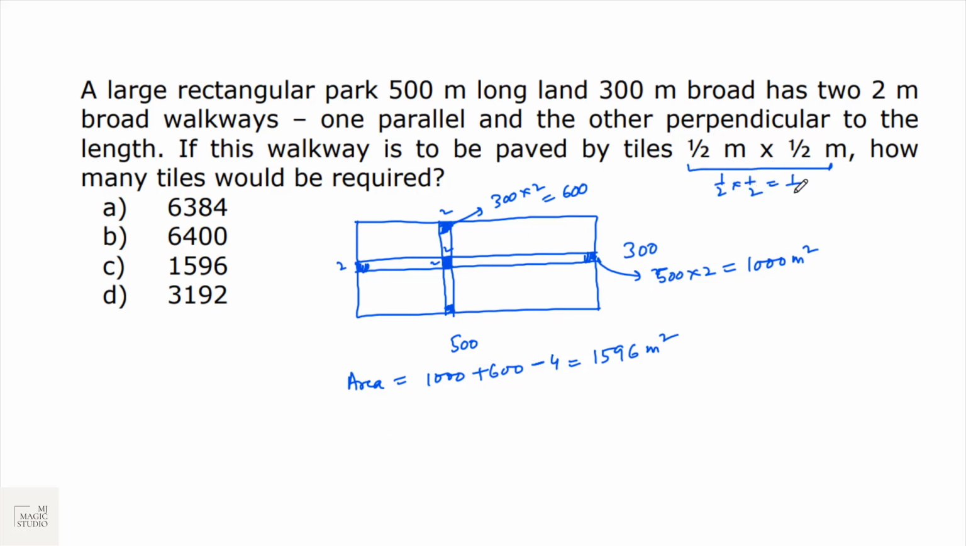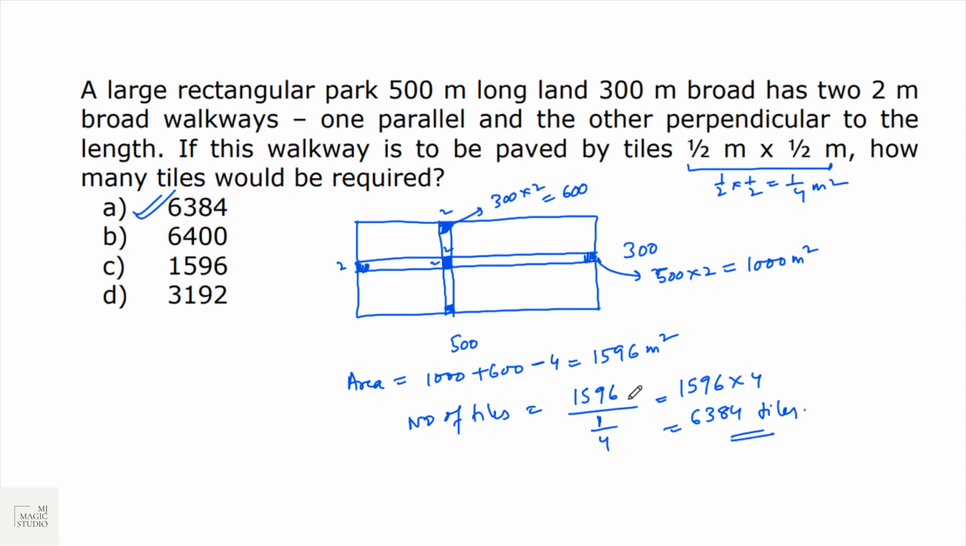Now, area of one tile is half into half, that is 1 by 4 meter square. So number of tiles required would be 1596, the total area, divided by area of each tile, that is 1 by 4 meter square. So that would be 1596 into 4. 6 into 4 is 24. Bingo, it is 6384. 6384 tiles shall be required to pave this walkway. Option A is the pick.